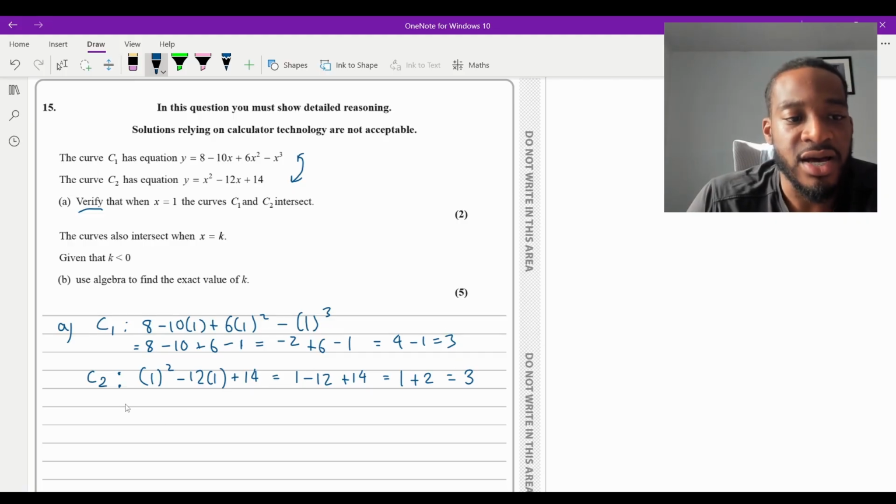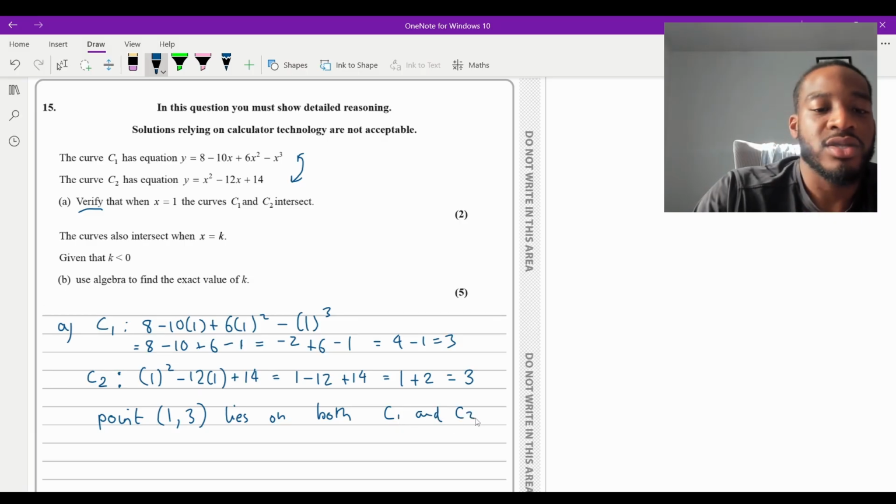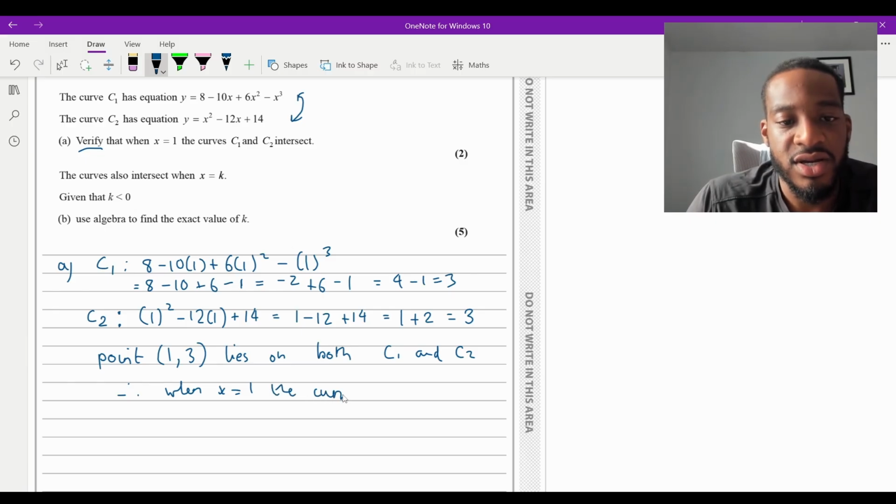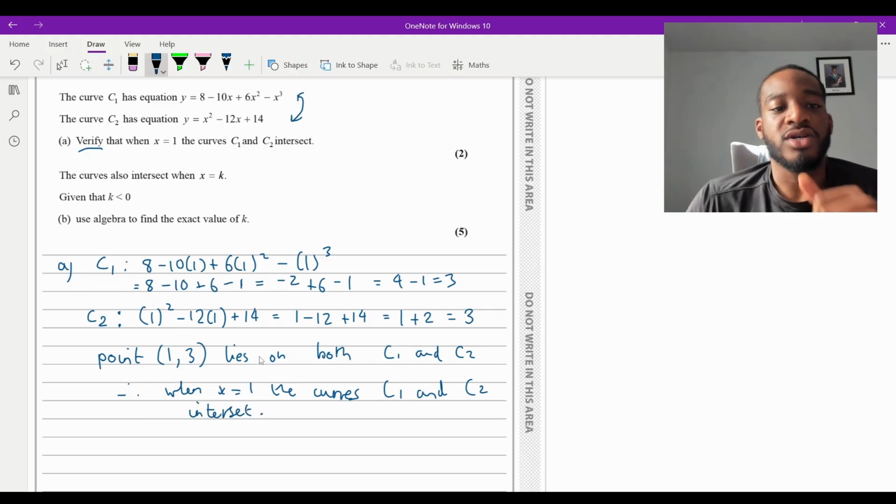So what you can say here is that the point (1, 3) lies on both curves, on both C1 and C2. Therefore, when x is equal to 1, the curves intersect. The curves C1 and C2 intersect, and you're just copying what they asked you to verify. So you always want to give that concluding statement as well. So that's all you need to do for that one. Perfect. So that's part A.